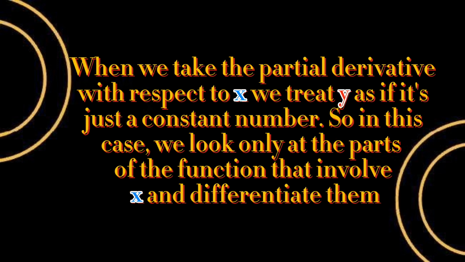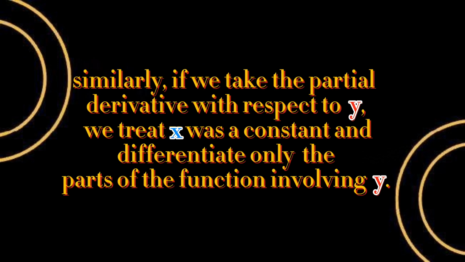Here's how it works. When we take the partial derivative with respect to x, we treat y as if it's just a constant number. So in this case, we look only at the parts of the function that involve x and differentiate them. Similarly, if we take the partial derivative with respect to y, we treat x as a constant and differentiate only the parts of the function involving y.